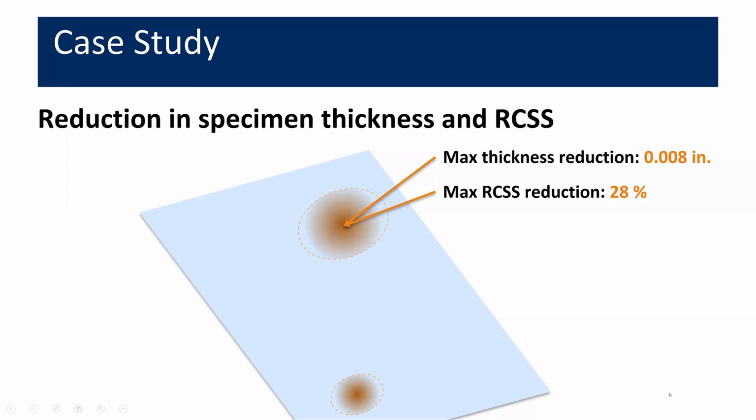So in our case study, we polished and checked several units, and the max thickness reduction that we found was 0.008 inches. That's in no way related to the 8 in 1,000 limit that we talked about earlier. It just coincidentally happened to have the same number. And a maximum RCSS reduction of about 28%. Now remember, we're polishing, as we saw in our videos previously, some localized area. So the vast majority of the glass is still as it was originally, thus not reduced in any way.